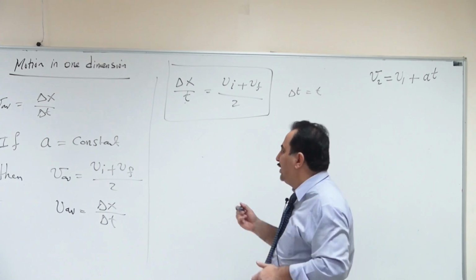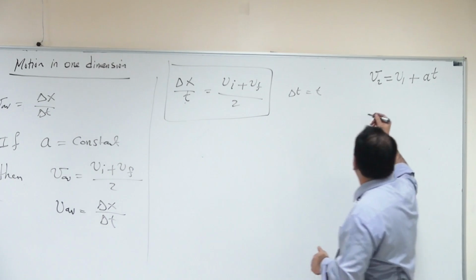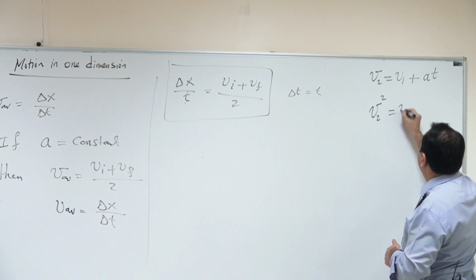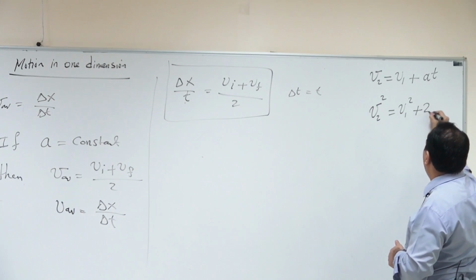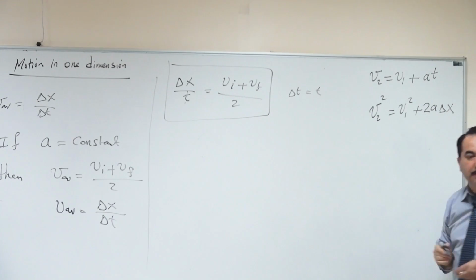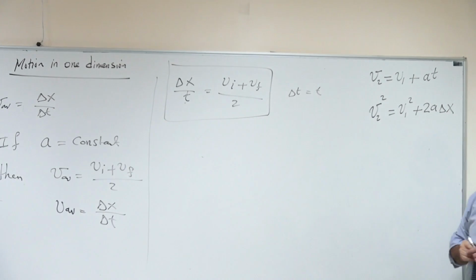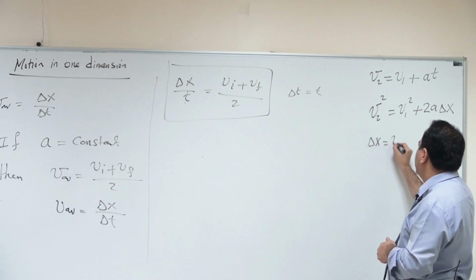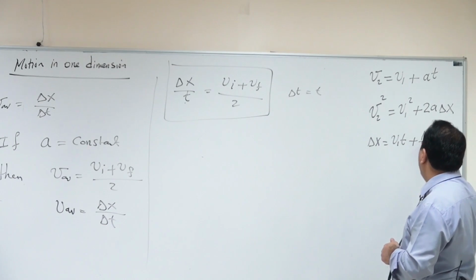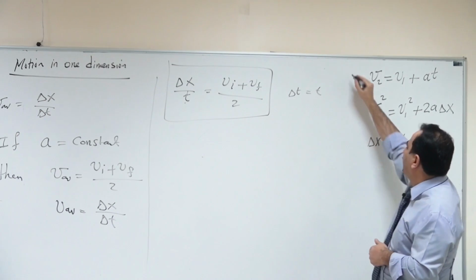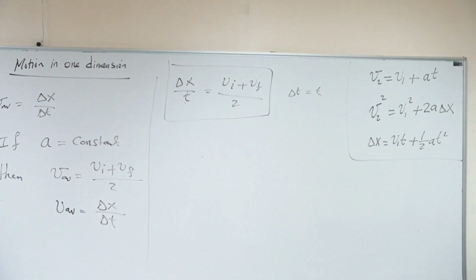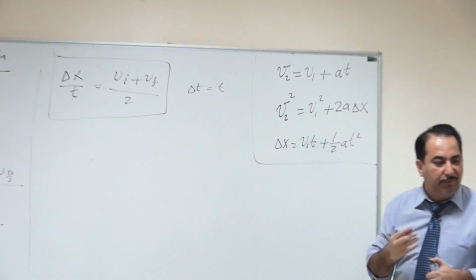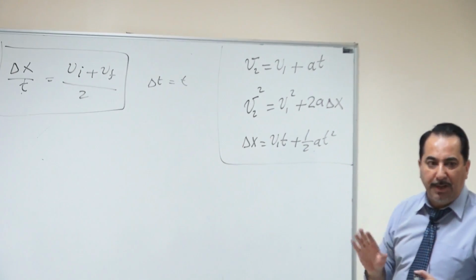So when you do these two combinations, you will come up with the second equation of motion, v final square equal v initial square plus twice acceleration multiplied by displacement, delta x. And the third equation, displacement delta x, initial velocity multiplied by time plus half acceleration times time square. Okay, now we have the whole set. We have three equations of motion for constant acceleration only.